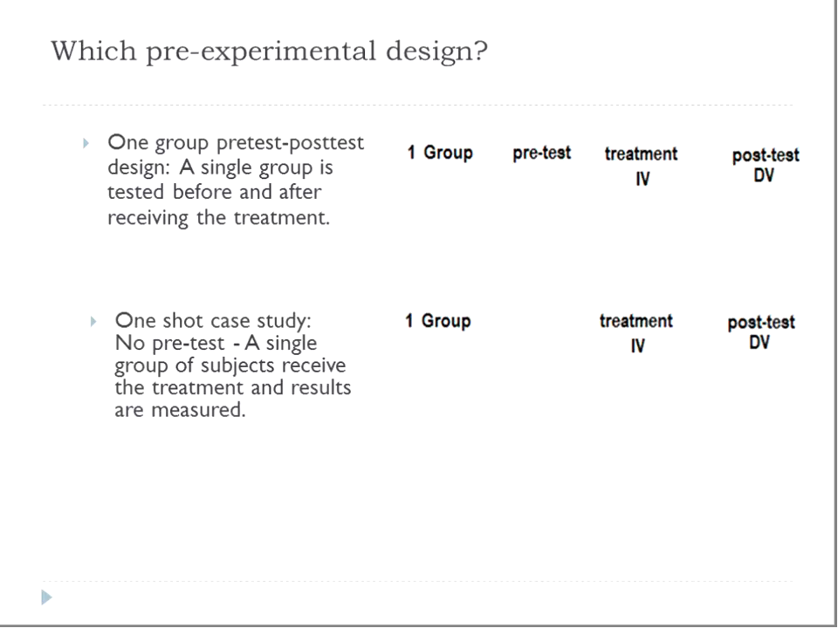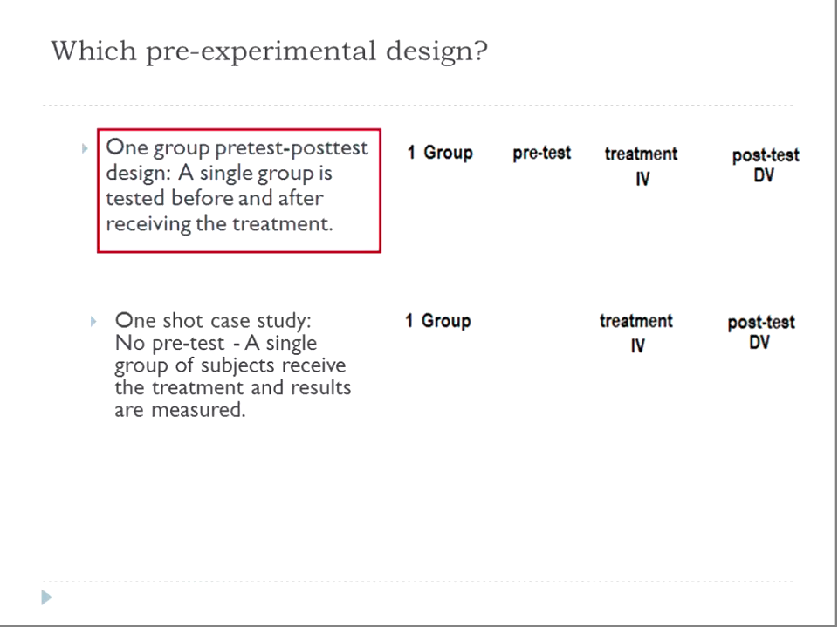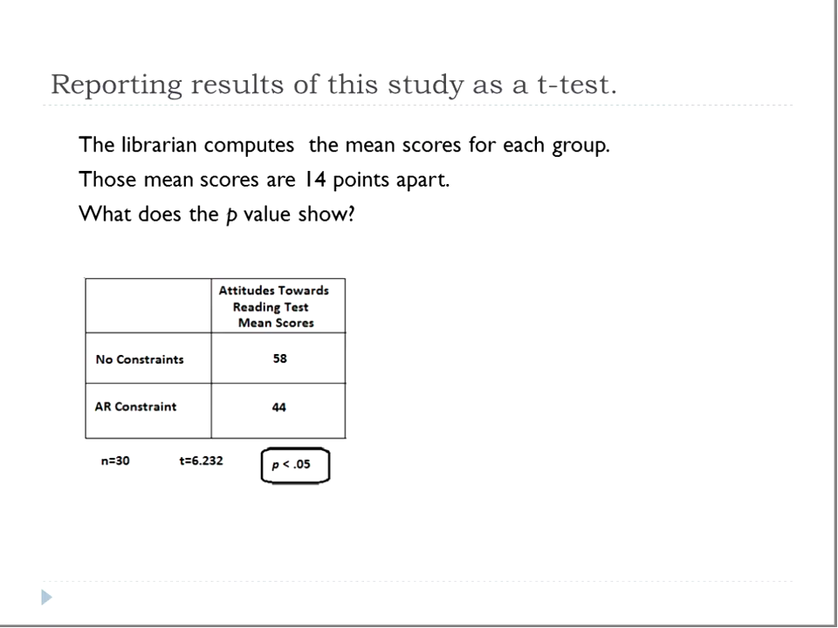Now she's got a pre-experimental design here. Which one is it? Is it the one group pre-test, post-test design where a single group is tested before and after receiving the treatment? Or is it the one-shot case study as we saw before with no pre-test? Well, you can probably take a pretty quick stab at this. Hers is the one group pre-test, post-test design because she gave them that attitude test before and after. This is sometimes called test and retest.